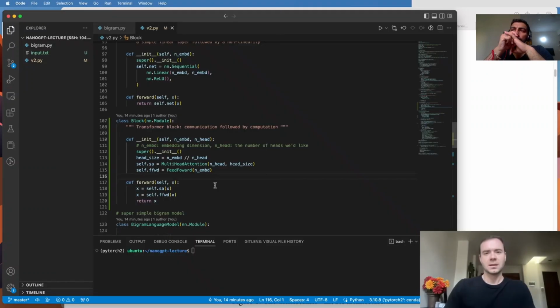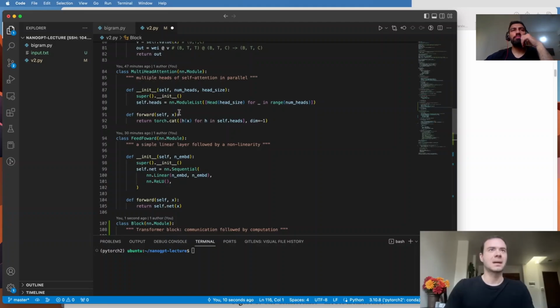So let's implement this. Coming back to our block here, what we want to do is x equals x plus self-attention and x equals x plus self.feedforward. So this is x, and then we fork off and do some communication and come back. And we fork off and do some computation and come back. So those are residual connections.